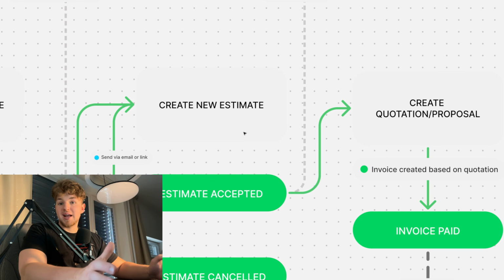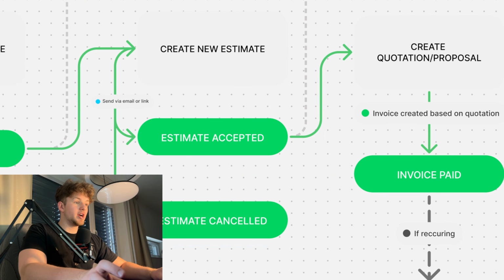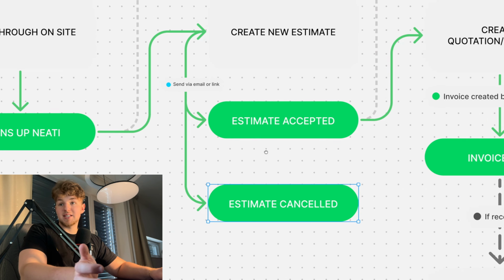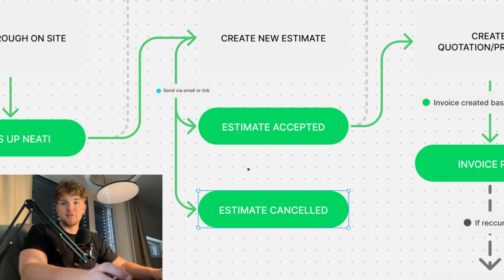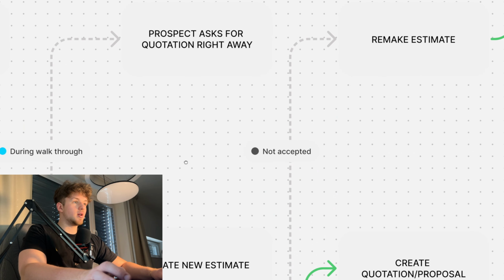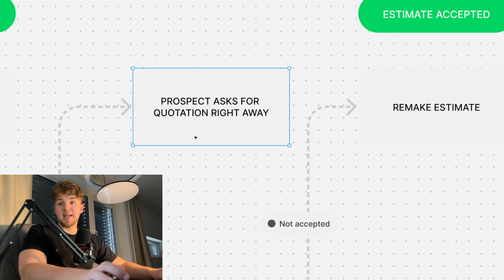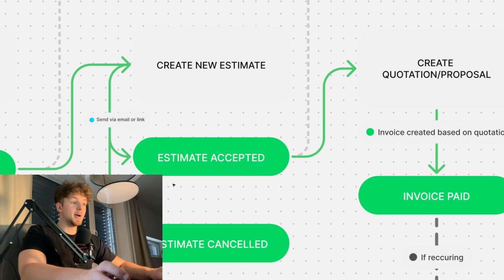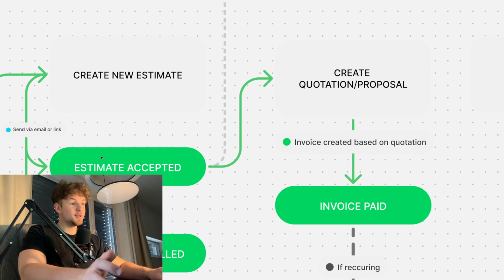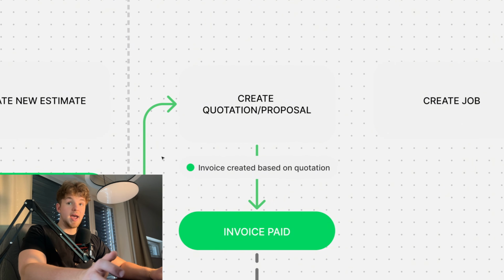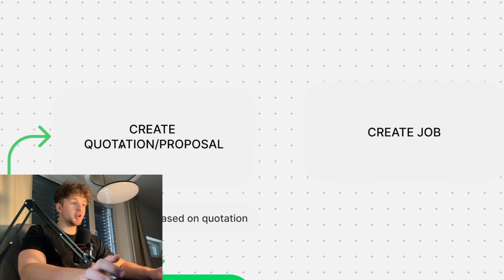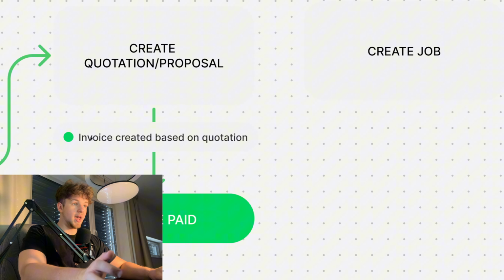Usually, he's not going to accept the estimate right away. So there are two chances, right? He's going to accept or he won't. Maybe it's too expensive, or he chooses a different company, but if it's accepted, right? Also, there's a chance of him accepting the quotation right away, and he just pays, and we're done. But usually it's not like that. Usually, the estimate is accepted, and once the estimate is accepted, we can create a new quotation or proposal, and an invoice based on the quotation we have made.